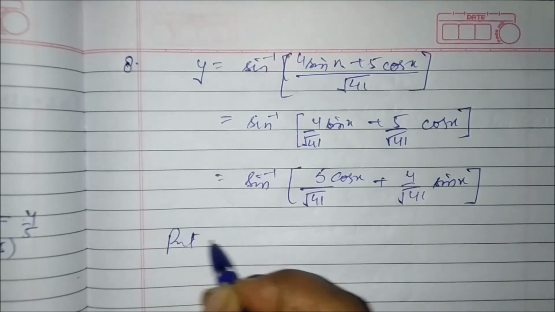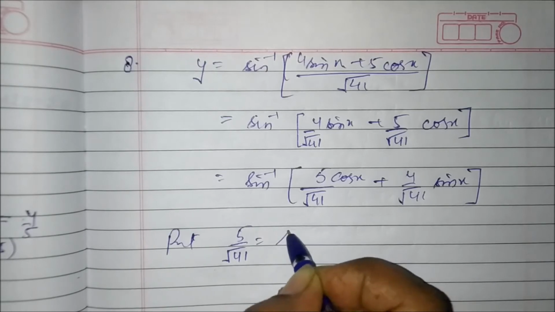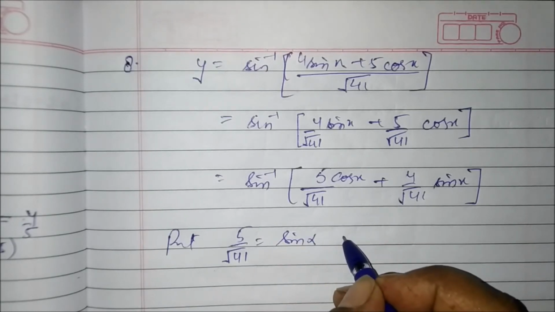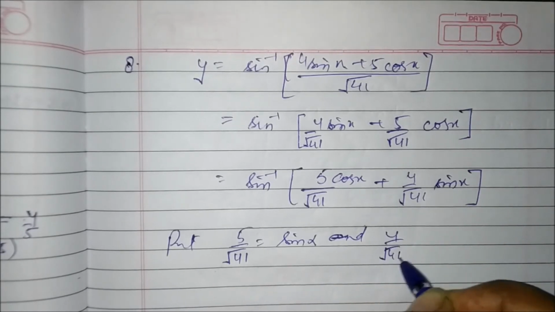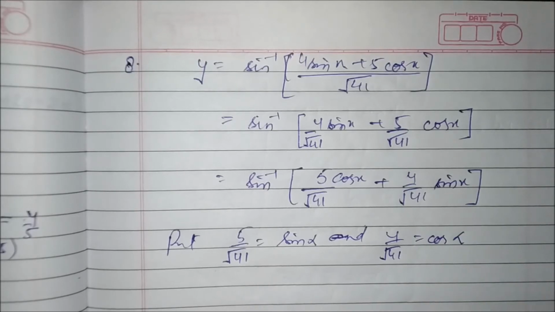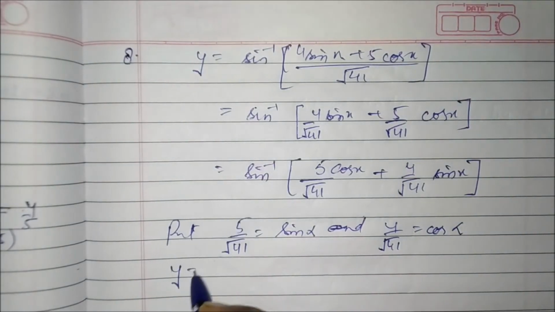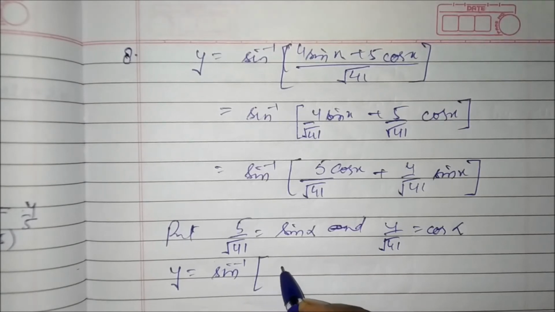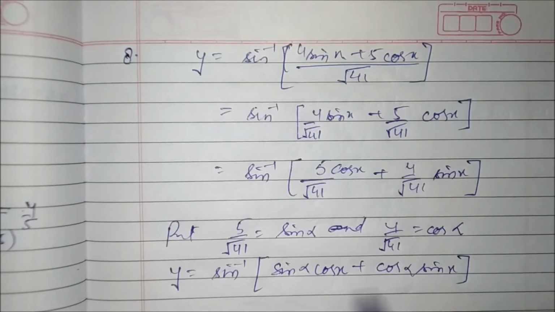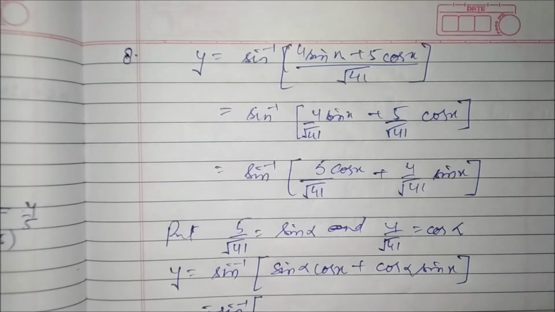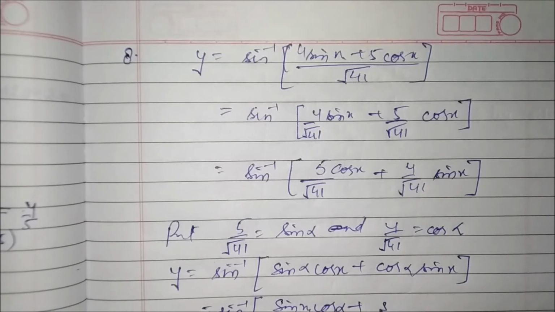Now put 5 by root 41 equals sin alpha and 4 by root 41 equals cos alpha. So we get y equals sin inverse of sin alpha cos x plus cos alpha sin x. Now again arranging the terms: sin x cos alpha plus sin alpha cos x.